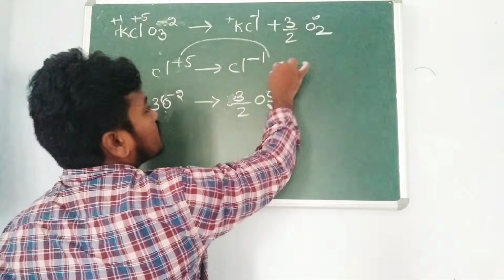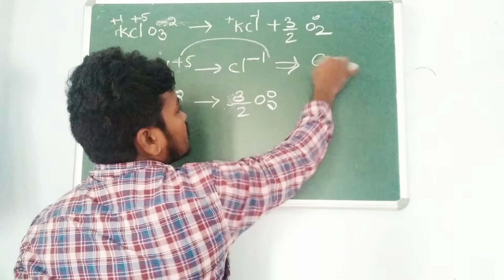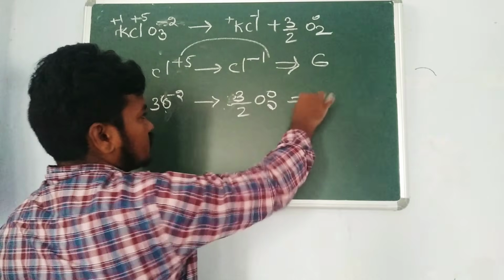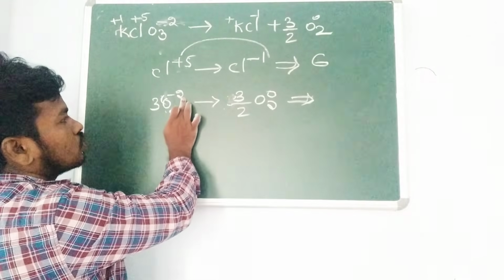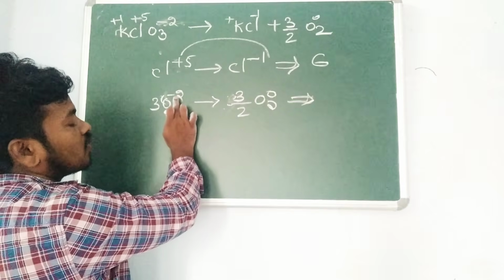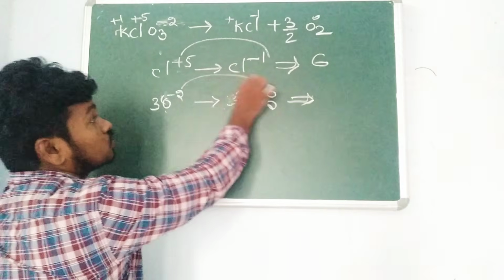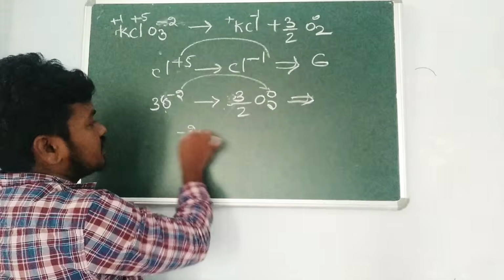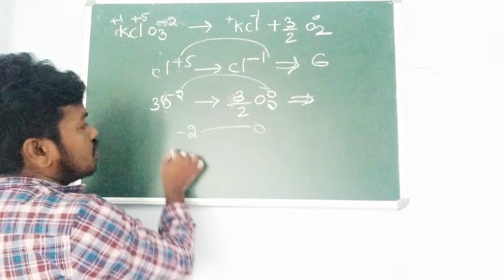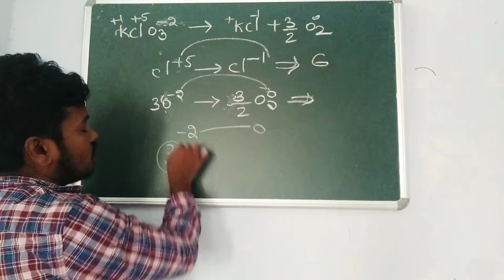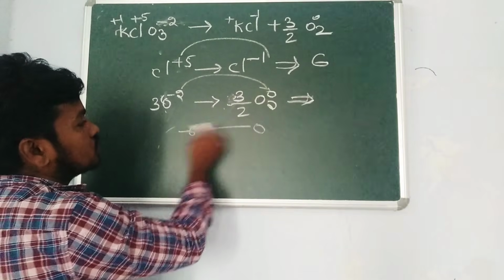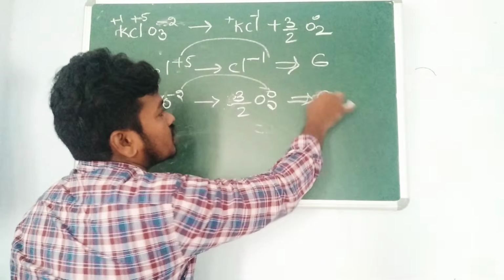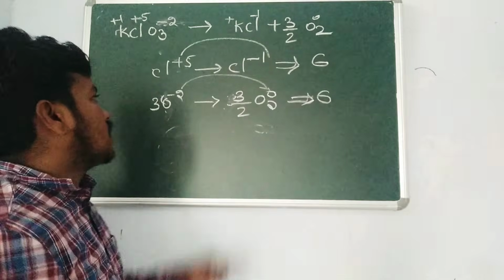So what is the change in the oxidation state? It is 6 change in the oxidation state. So here also you can see one oxygen is -2. So one oxygen from -2 is changing to 0 oxidation state. But how many oxygens are there? 3 oxygens are there. So total how much? 6, from -6 to 0. So what is the oxidation state change here? 6 is the change.